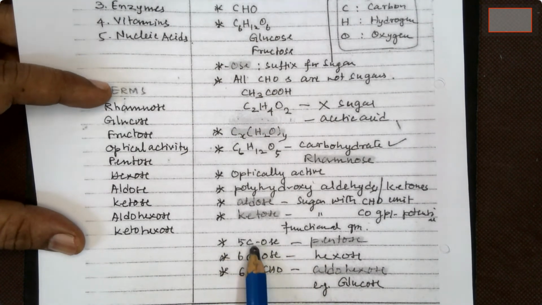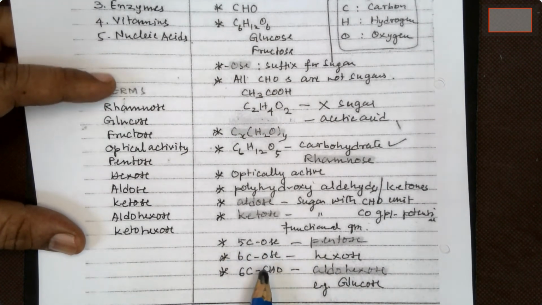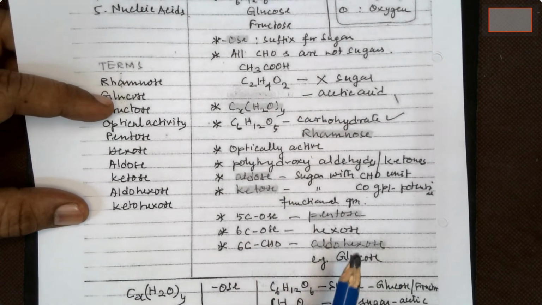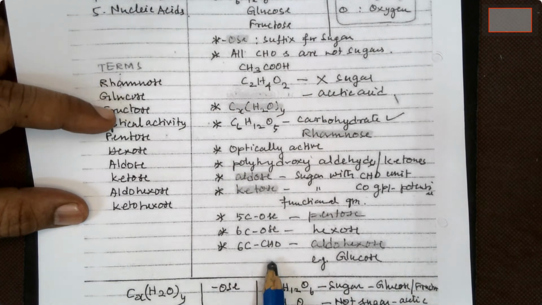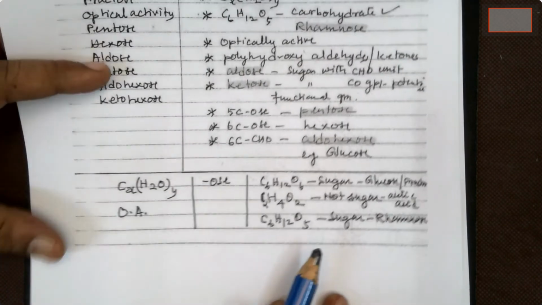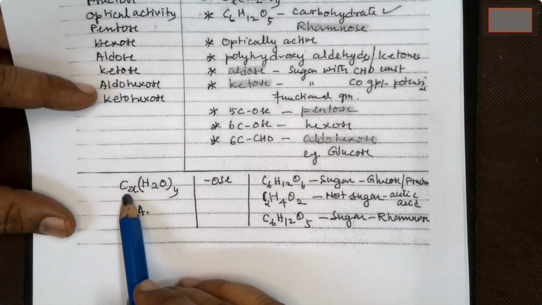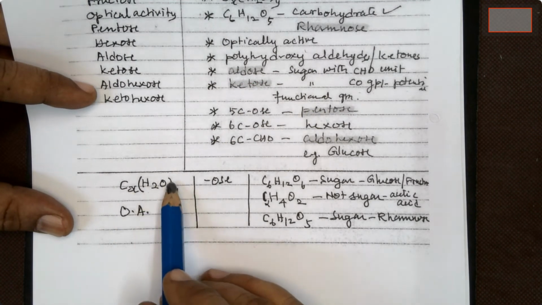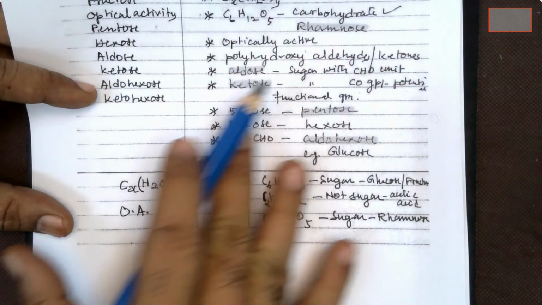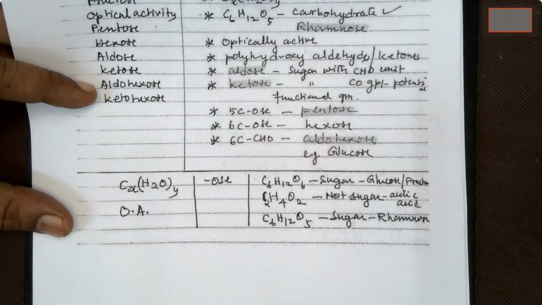A five carbon sugar can be called pentose. A 6 carbon sugar can be called hexose. A 6 carbon sugar with the aldehyde functionality can be called aldohexose. Similarly, if it has keto group, then it can be called ketohexose. For example, we have Cx(H2O)y. In fact, this model of writing the notes is called Cornell notes.